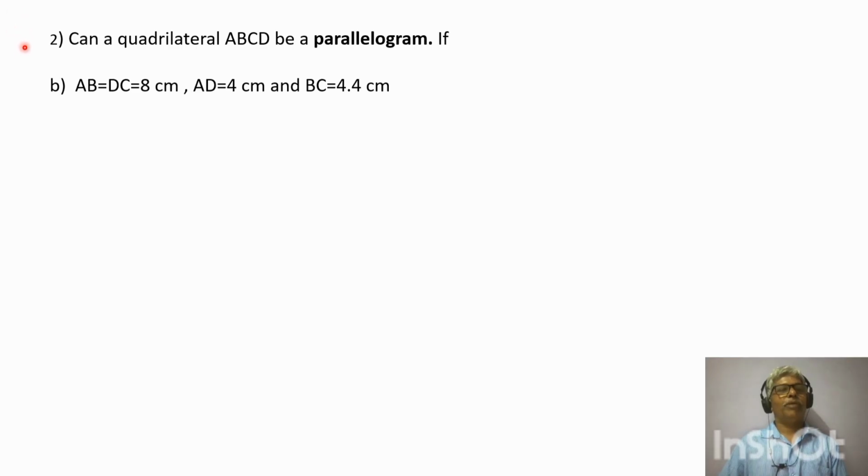Now the second problem on this basis: can a quadrilateral ABCD be a parallelogram if AB equals DC equals 8 centimeters, AD equals 4 centimeters, and BC equals 4.4 centimeters? We will check whether a quadrilateral drawn like this can be a parallelogram or not. Follow the answer.